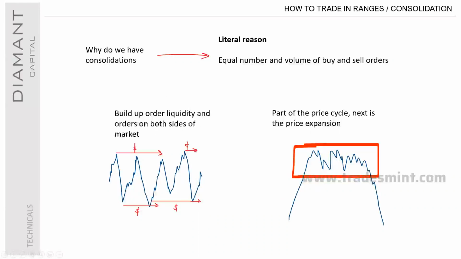So there's a buildup of liquidity and orders on both sides of the marketplace. When there's a consolidation, you're going to have buy side liquidity and sell side liquidity. There may be times where you have equal highs, equal lows, trend line liquidity as well. All of this buildup will eventually be swept out. Once liquidity is taken, all the stop losses from here and from here, price will come to take it out and then expand. That's just part of the price cycle. The next stage after consolidation is the expansion stage.